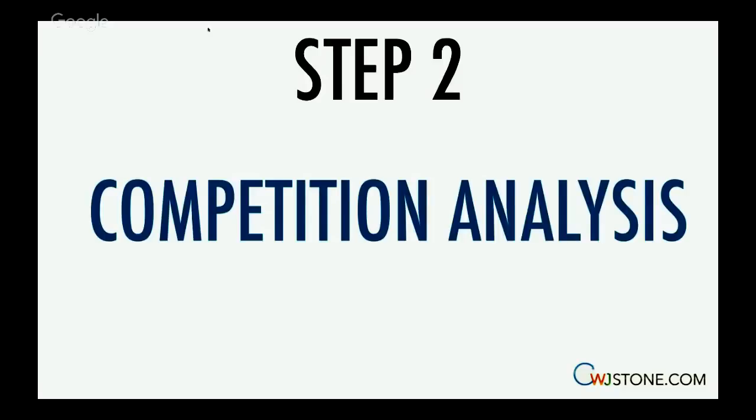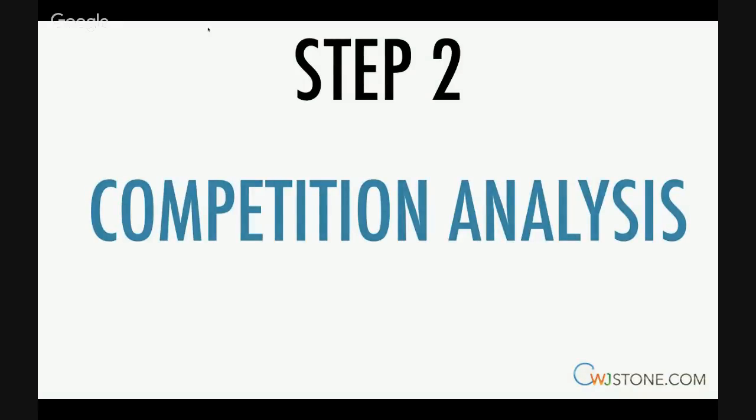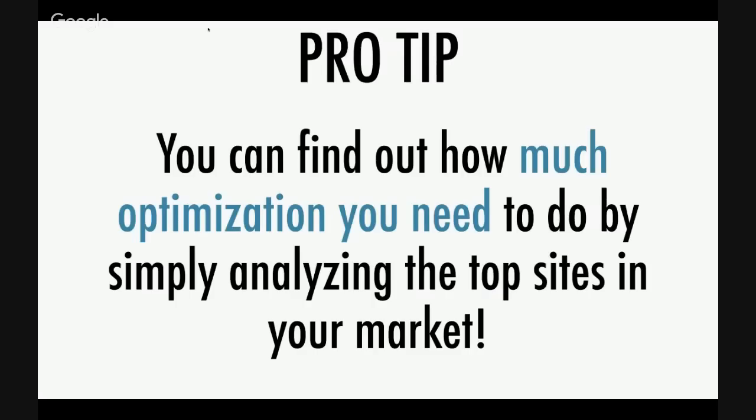Now, here's another really cool tip for you. When you go into capturing organic rank, each individual marketplace is different for how much optimization is required on your website and online. And you can figure that out really quickly by doing a competition analysis. So what you do is you analyze the top sites in your marketplace to find out how many backlinks they have, what is their page rank, what's their page authority, how much content do they have.